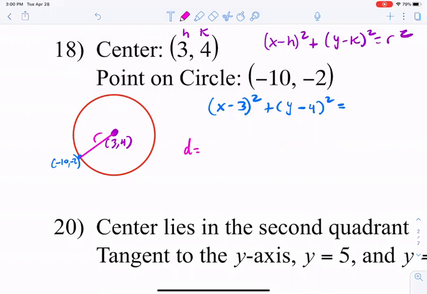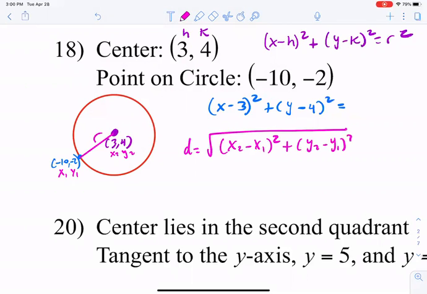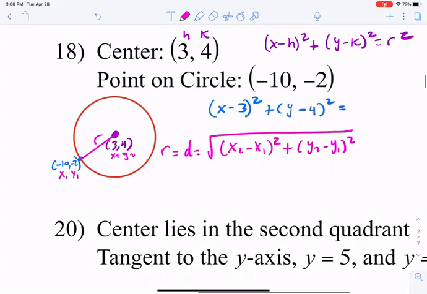So the distance will be, let's call this point (x1, y1). This is (x2, y2). So our equation will be the square root of (x2 - x1)² + (y2 - y1)². And this is the distance, and this distance will be equivalent to the radius. So I can replace d with r. That will be your radius in this problem. I'm sorry about that.